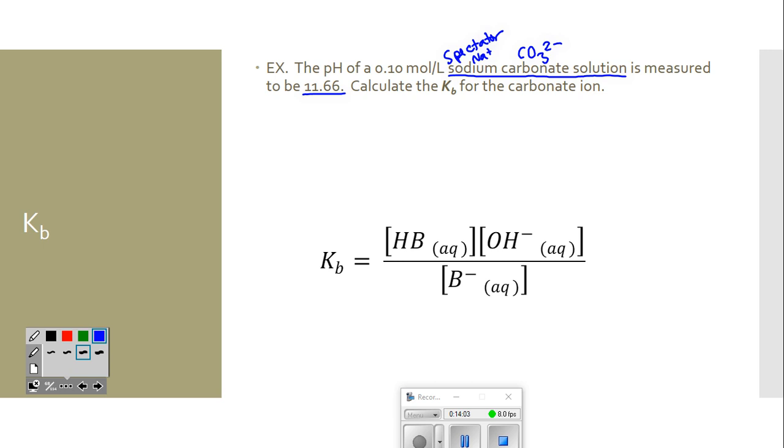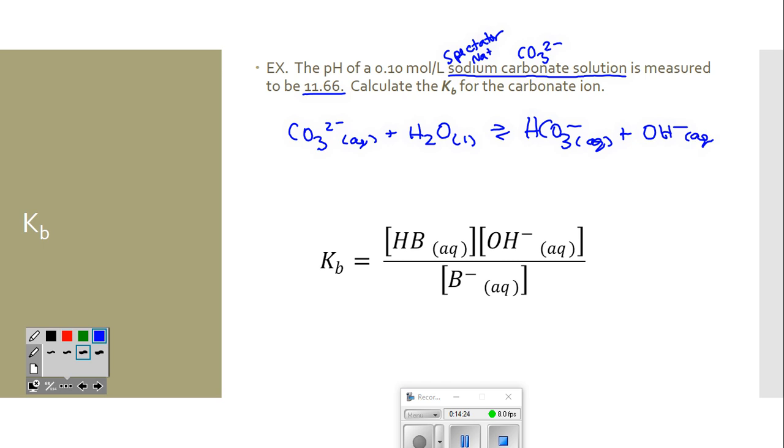So if I want to calculate Kb, I need to know what expression I'm using. I would be starting from this point: my carbonate ion plus water. Now what do I get? Well, I get HCO3 negative and OH negative. Whenever I react my weak base with water, I get the acid that goes with my base. Essentially, I take a hydrogen and add it, and I get a hydroxide ion.